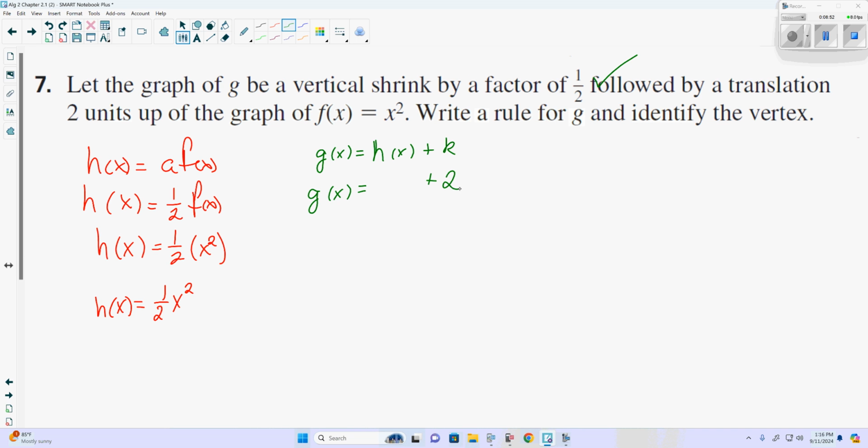Up 2, so the value of k is positive 2. H of x, well, that is what? 1/2 x squared, yes? And this one here, just like the last one, we could have plugged a as 1/2, k is positive 2, and gotten there.